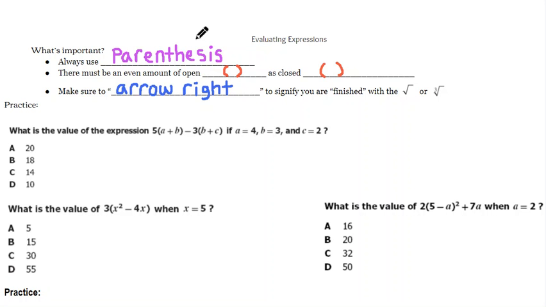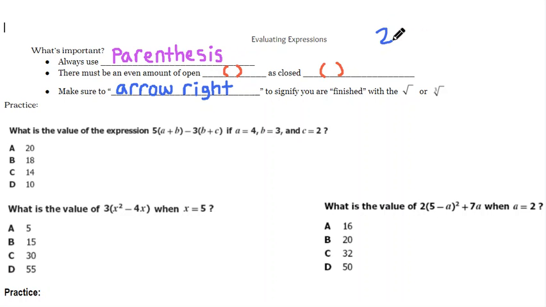What's important is you always use parentheses. That's super, super important. Whenever I replace a letter with a number, whenever I'm replacing a variable with a value, I want to make sure I plug it in with parentheses. And there are multiple reasons for that.